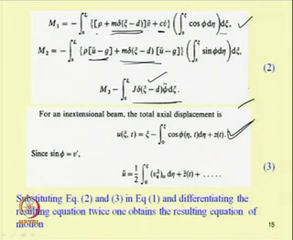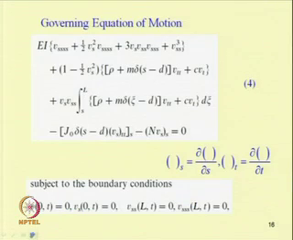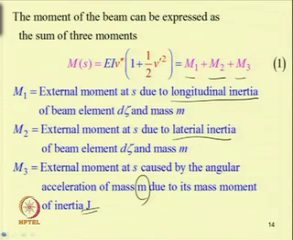As the length is not changing, this is ds, this is dx, and taking this inextensibility condition, we can write this equation. So, we can relate this u with respect to this v of the system. Differentiating it twice, we can write this u double dot in this way. Now, we can write the governing equation of motion using Hamilton's principle, substituting this expression for m1, m2, m3 in this equation and differentiating this equation twice.